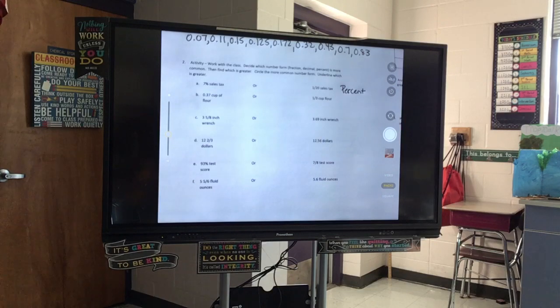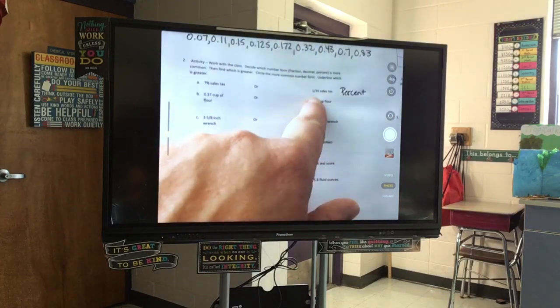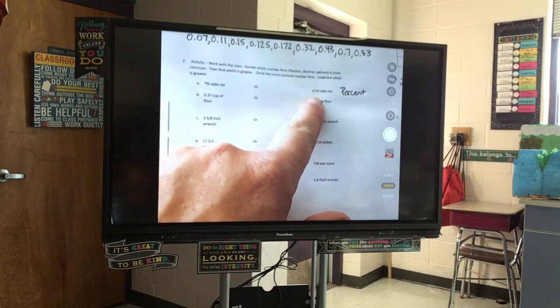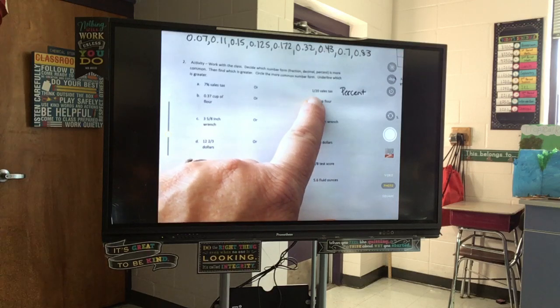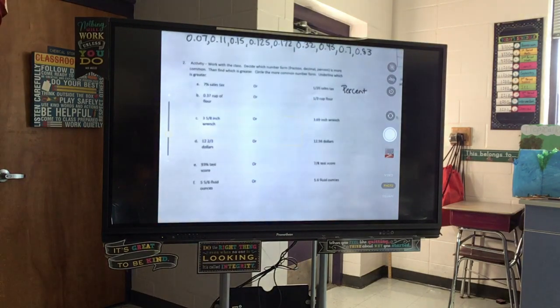Alright, so now we have to figure out which one is greater. So how do we do that? We obviously know 7% sales tax. With this fraction, do we want to keep it as a fraction or do we want to change it to a percent? Joe? We have to change it to percentage. Okay, so if we change it to a percent, how do we do that?